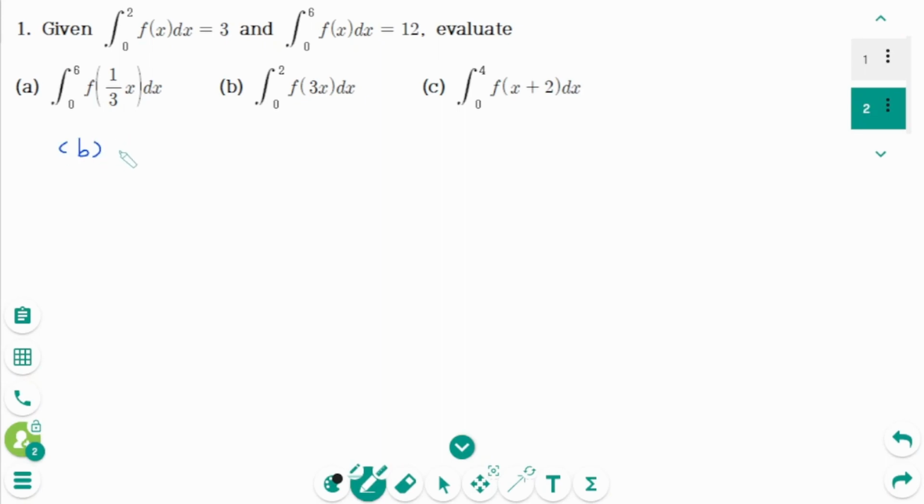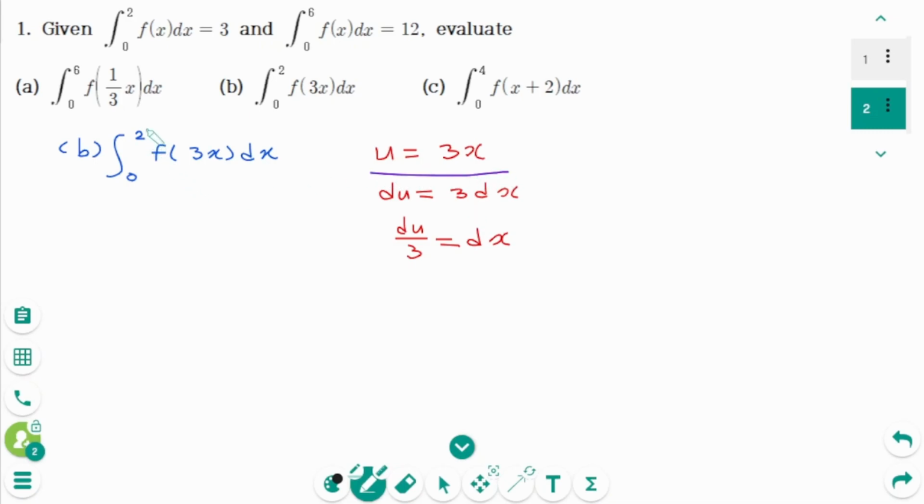B. The integral from 0 to 2 of f of 3x dx. Use substitution. Let u equal 3x. Then differentiate on each side: du equals 3 dx. Then divide by 3 on each side: du over 3 equals dx. When x equals 2, u of 2 equals 6. When x equals 0, u of 0 equals 0.